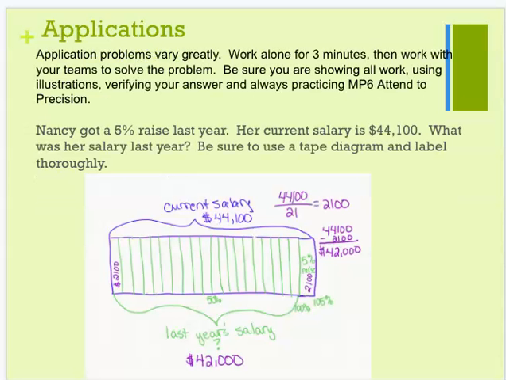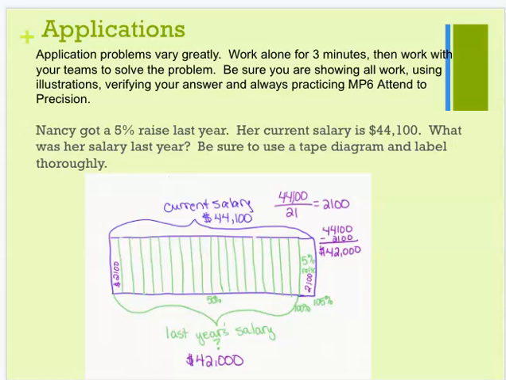So, did you get that last year's salary was $42,000? If you used that flawed technique that I was talking about, you might not have gotten that. If you try to take 5% of 44,100 and subtract, you will not get the answer of 42,000. And if you think about that, that should make sense to you because you're taking 5% of a larger value, so you won't end up with the correct last year's salary.